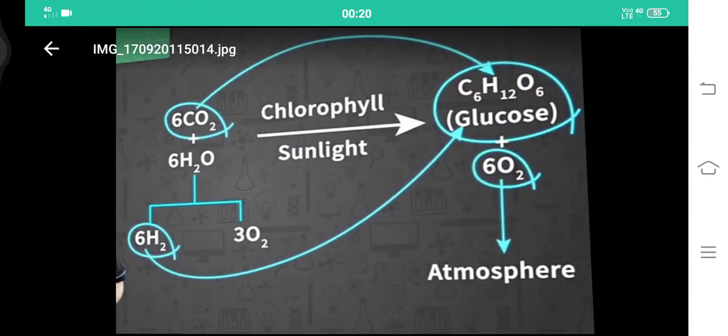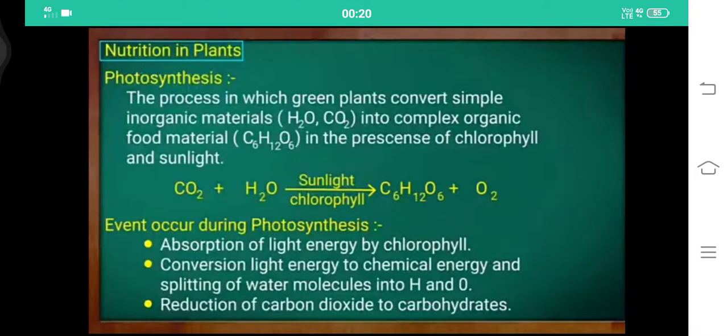Once again you check it. Carbon dioxide. So reduction of carbon dioxide into carbohydrate. This chemical energy helps in splitting of the water molecule into H and O2. That H is passed to glucose, and what about this one? Oxygen is released to the atmosphere. I hope you understand the nutrition in plants. What is the mode of nutrition in plants, children? Once again, autotrophic nutrition, right? What do we call the autotrophic nutrition? Photosynthesis, we can say.